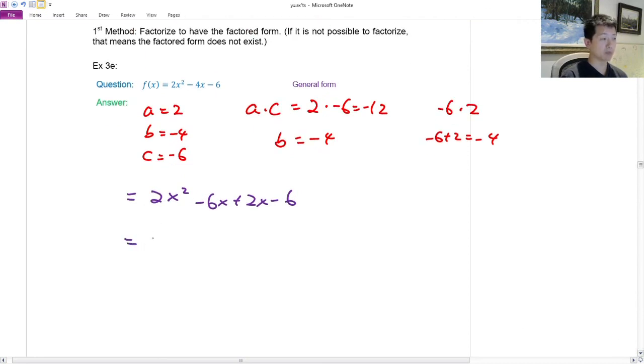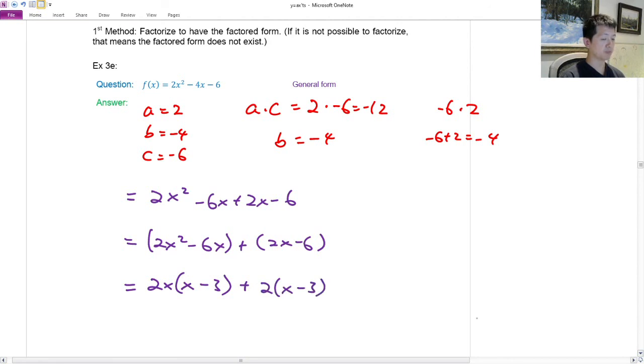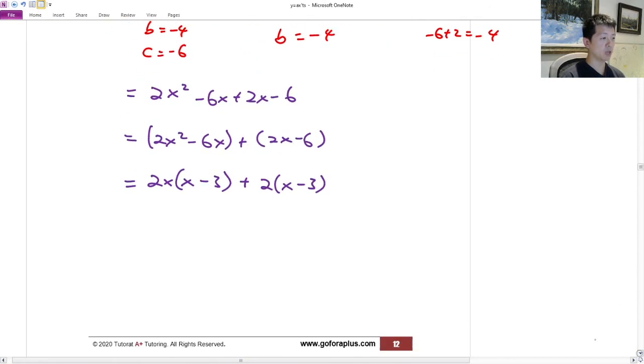I need to group them now. So I have 2x squared minus 6x plus 2x minus 6. Now, because it's a plus, I don't need to change any sign. I'll have to find a common factor now for both brackets. So I have 2x and x minus 3 plus 2x minus 3. All right, so I factored out the 2x on the first term and the 2 on the second term.